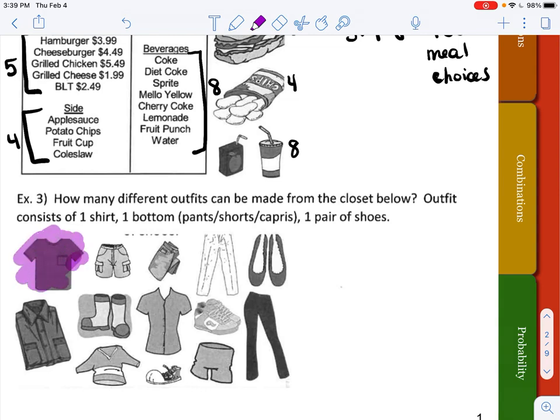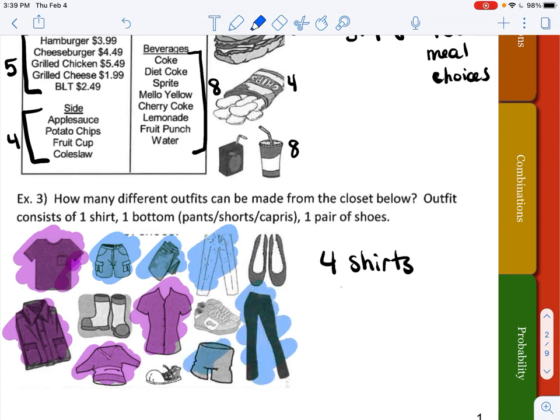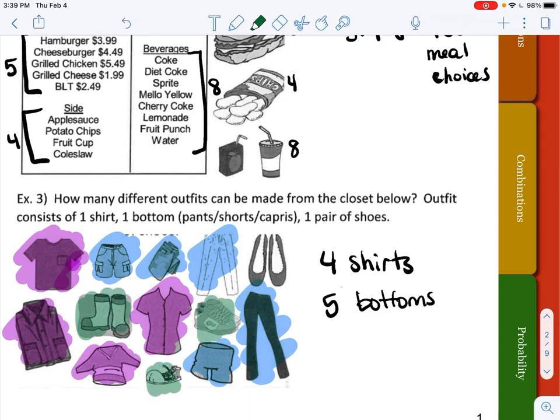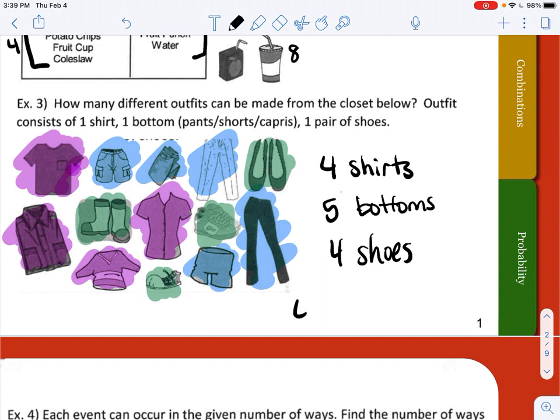So we first need to figure out how many shirts we have. 1, 2, 3, 4. So we have 4 shirts. How many bottoms do we have? 1, 2, 3, 4, 5 bottoms, or pants, I suppose you could say. And then we have, ooh, that color's too close. We'll do green. 1, 2, 3, 4 pairs of shoes. So using the fundamental counting principle, you simply multiply 4 times 5 times 4. That equals 80 outfits. Once again, way too much to write out. Much easier to just use the fundamental counting principle.